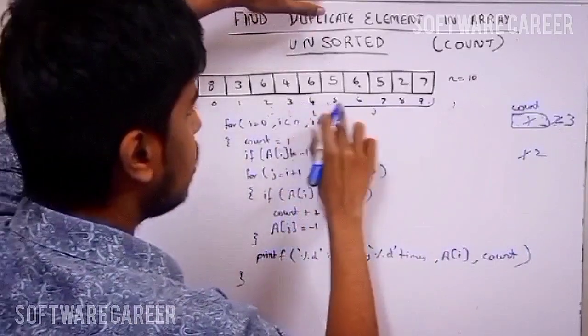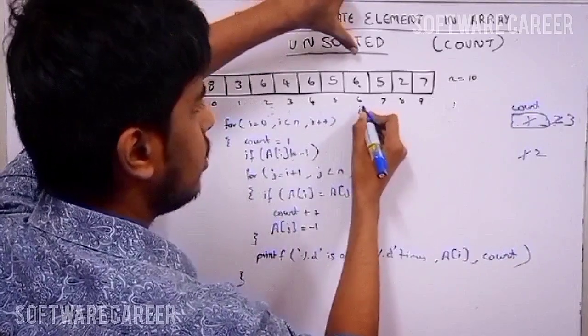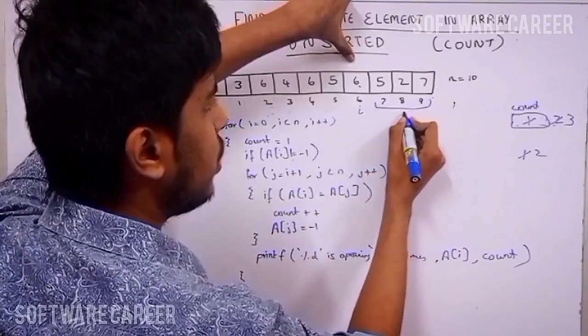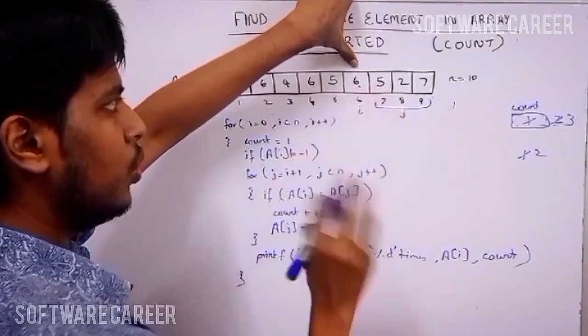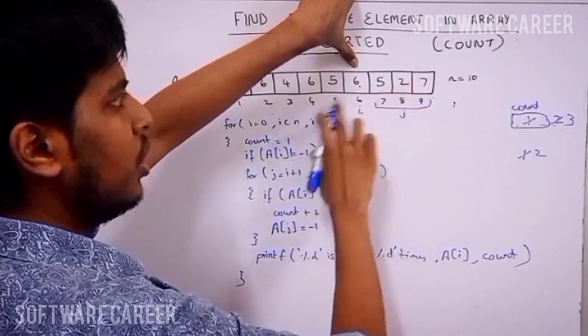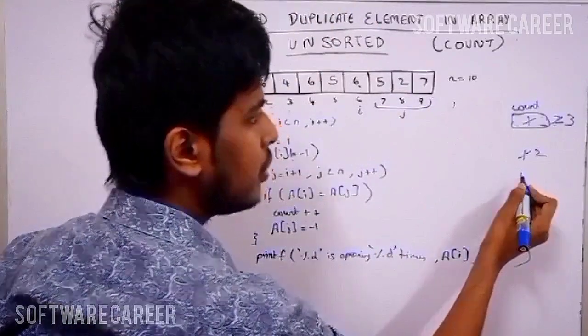Now see, in this case, when i is at 6, then j will be from 7 to 9. Here you are checking whether 6 is present here? No. Whether 6 is present here? No. Whether 6 is present here? No. So the default value for count is 1.